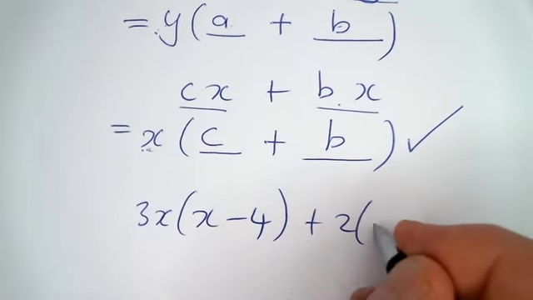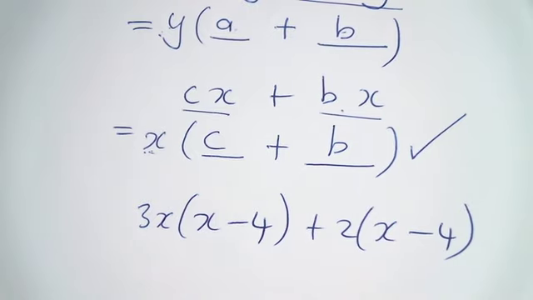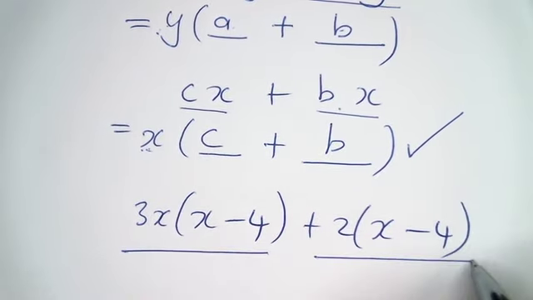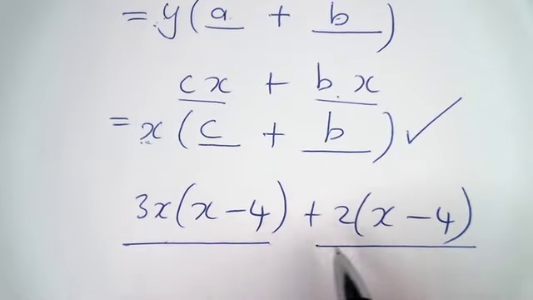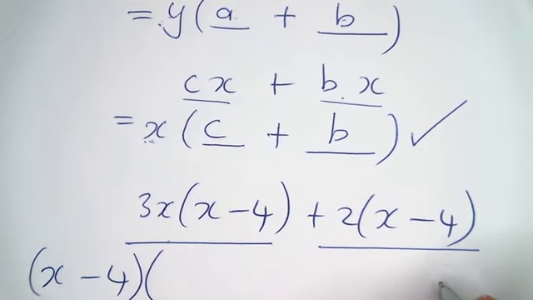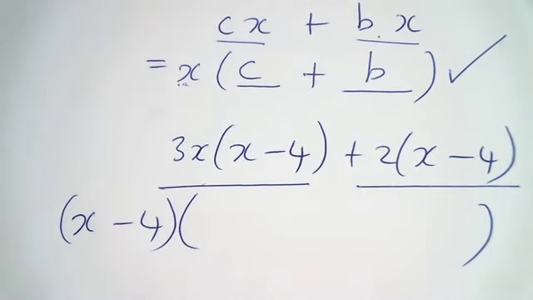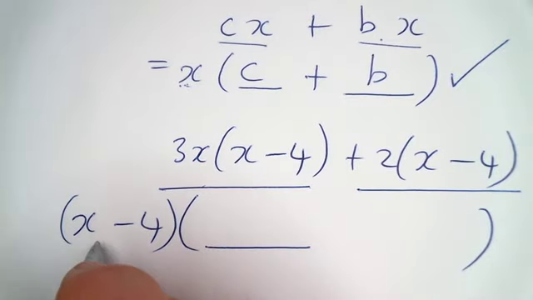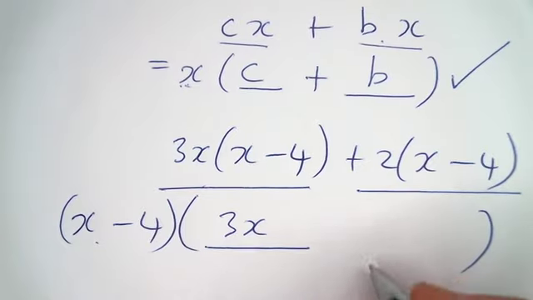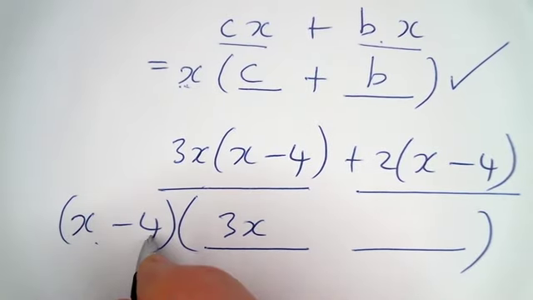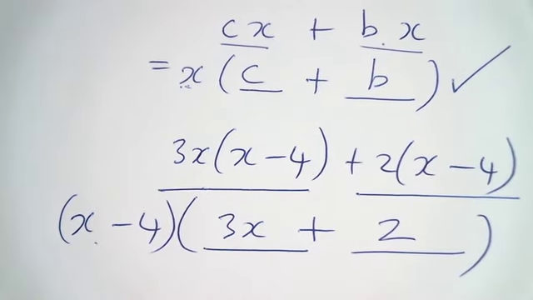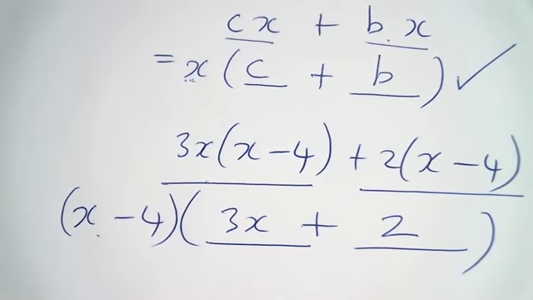So when I come to the equation we had before, which is 3x(x minus 4) plus 2(x minus 4), we ask what is common to this and this? Well, what is common is x minus 4. So I put the thing that's common outside the brackets. Then I ask what times (x minus 4) makes 3x(x minus 4)? Well, 3x does. And what times (x minus 4) makes 2(x minus 4)? Well, 2 would be, and a plus would go in the middle. So there is my factorization.